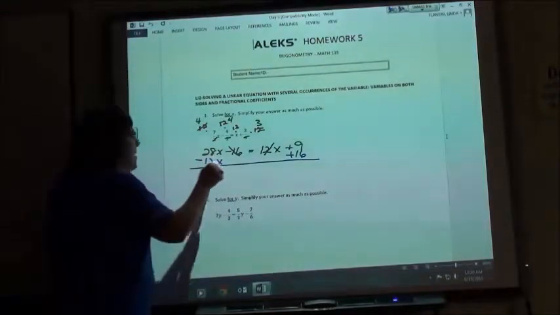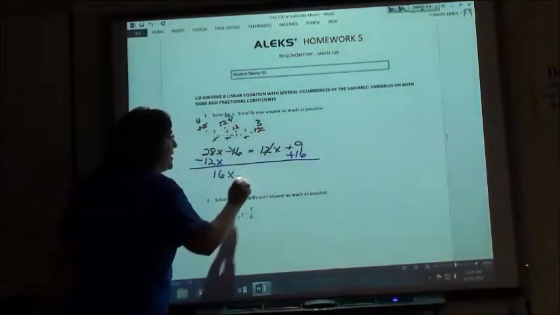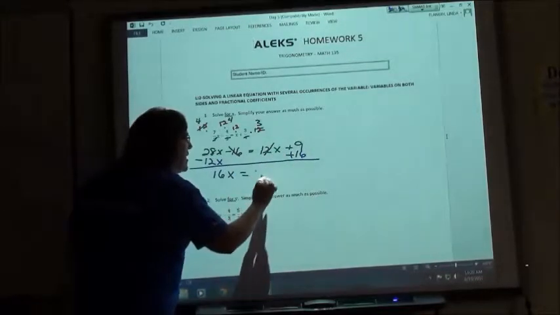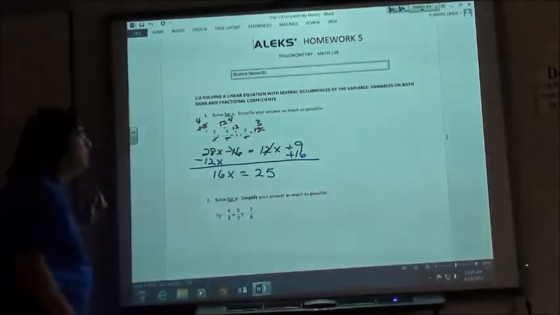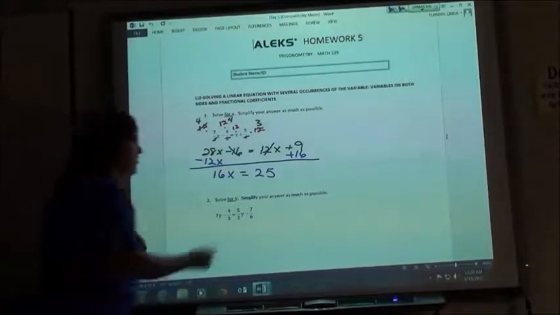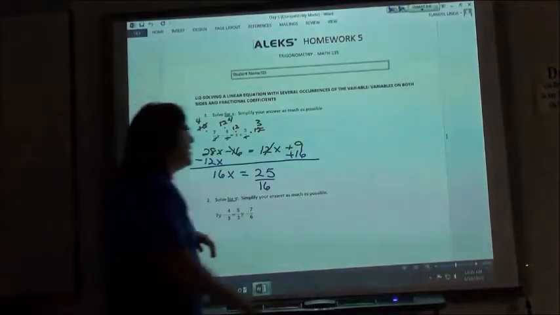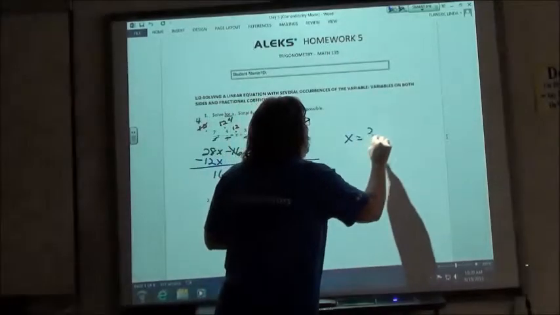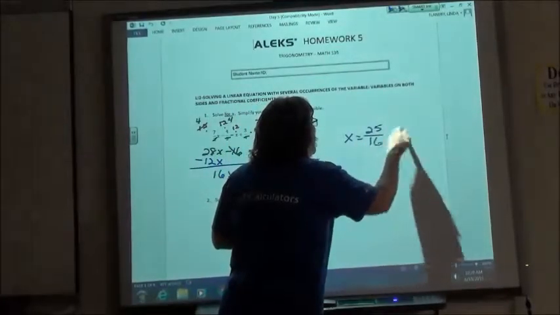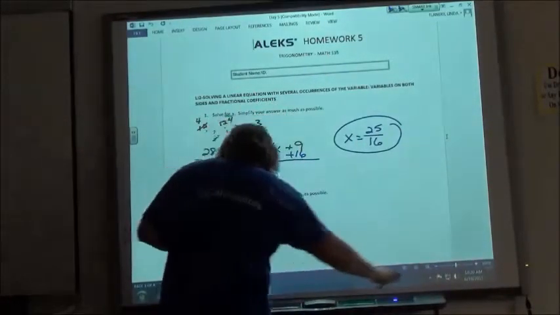So 28 minus 12 would be 16x. 9 plus 16 would give me 25. I can then go ahead and divide. And if I have 25/16, I don't believe I can reduce that down. So 25/16 is just going to be my answer.